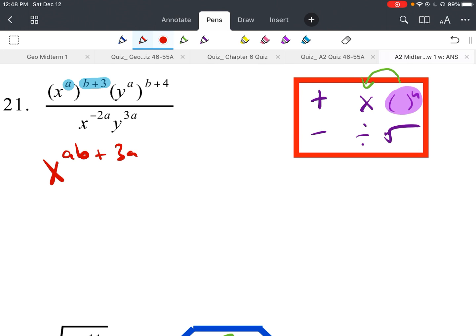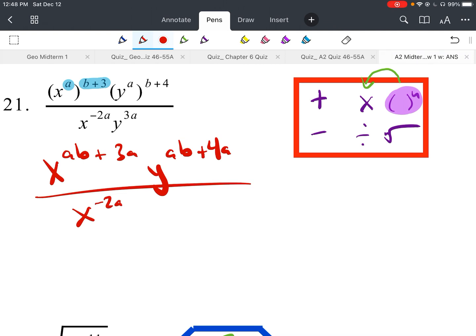Okay, just distribute that a through. And for the same reason, y to the ab plus 4a. All over. And just leave the bottom alone. Clean up all the top as much as you can, clean up all the bottom as much as you can, and then do that next step, okay? So negative 2a, don't put that up to the top. Some people would say, hey, I got a negative exponent. Why don't I just move it to the top? Technically, you could, but you're just adding extra steps, and you don't actually need to do that. So here we go, y to the 3a.